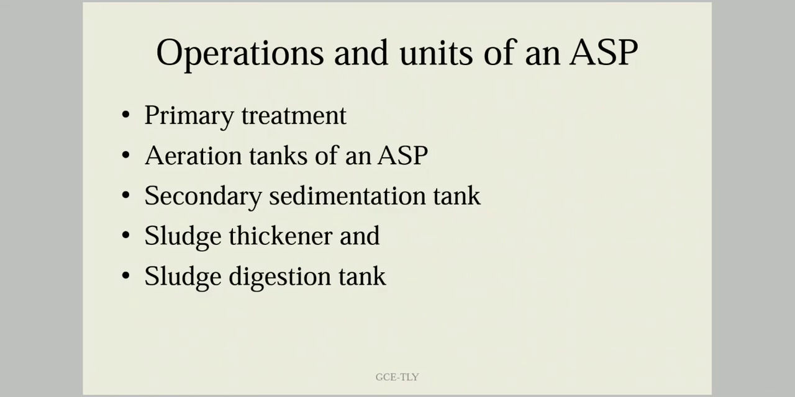The operating units present in an activated sludge process are as follows. Preliminary treatment is required, and primary treatment processing up to the primary sedimentation tank, so we need screening, grit removal, and primary sedimentation, followed by the aeration tank for the activated sludge process. Then after this we have the secondary sedimentation tank, which is followed by the sludge thickener and sludge digestion tank.